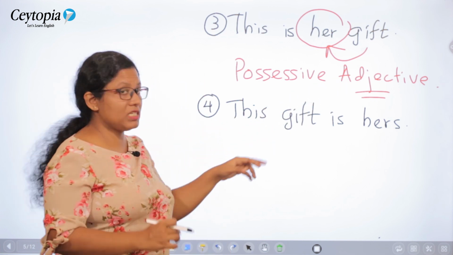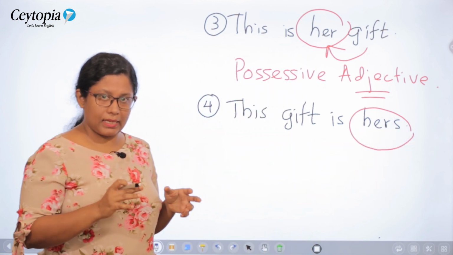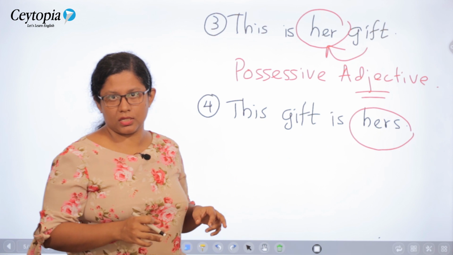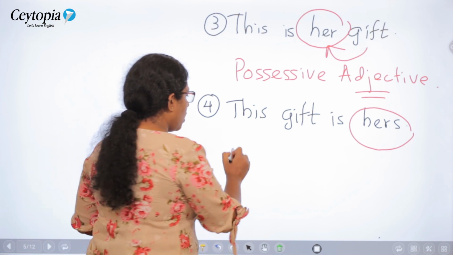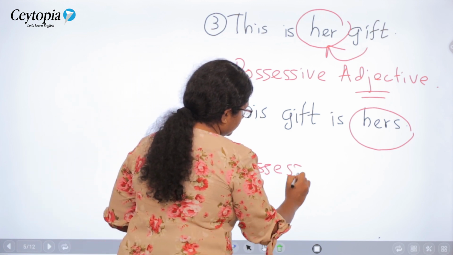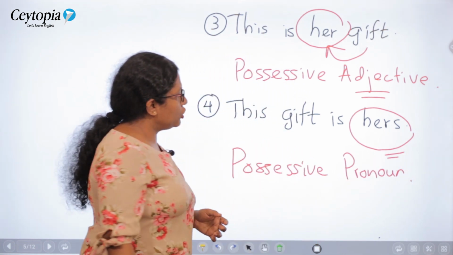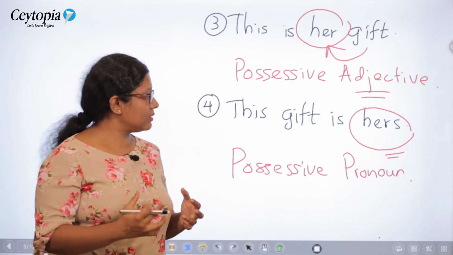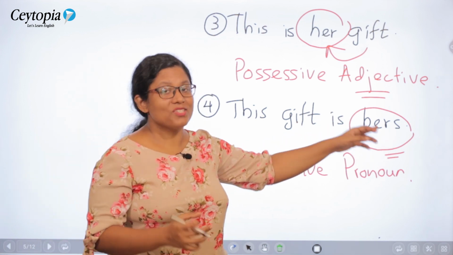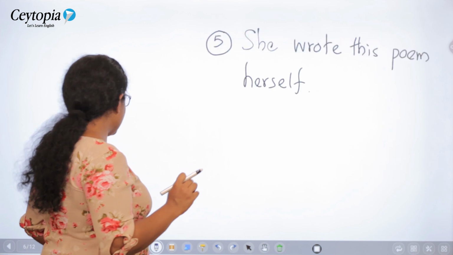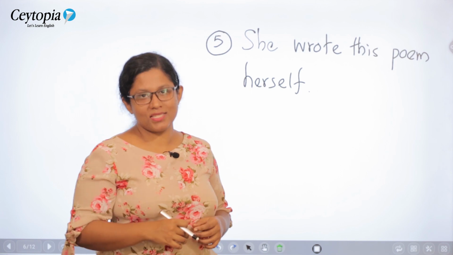Next one. This gift is hers. This time, we are talking about the ownership again and we have a separate pronoun for it. So, since we talk about the ownership with the separate pronoun, we call it a possessive pronoun. A possessive pronoun is used in order to highlight the idea of ownership, and it usually comes at the end of your sentence. So, you need to remember these guidelines so that you will not go wrong in placing these pronouns correctly in your sentences.